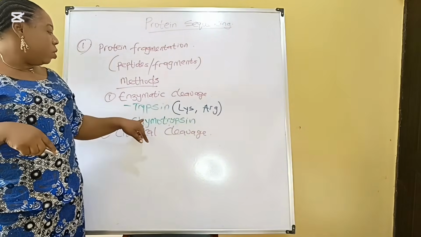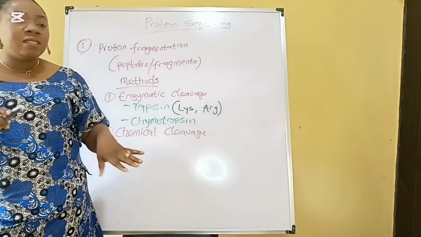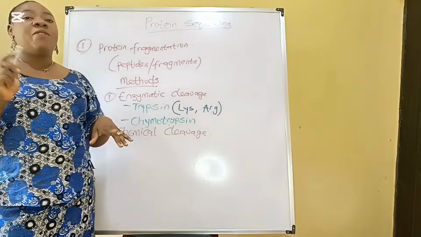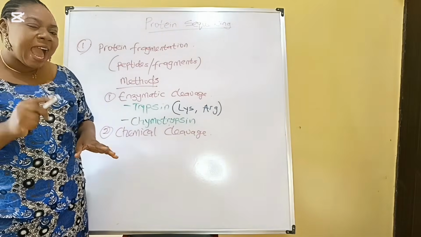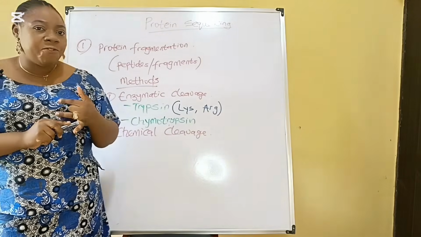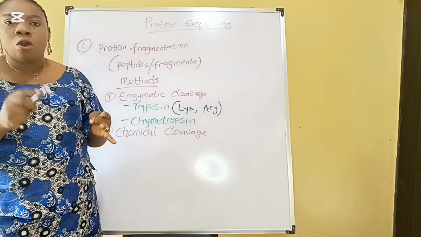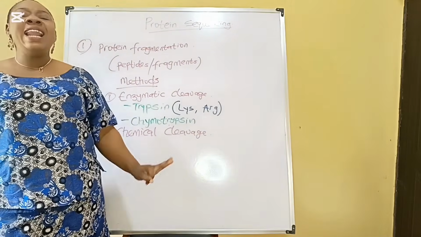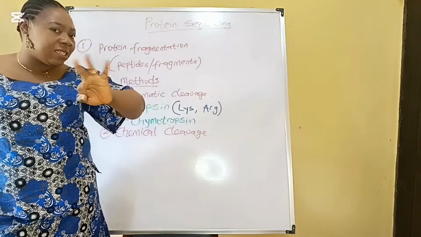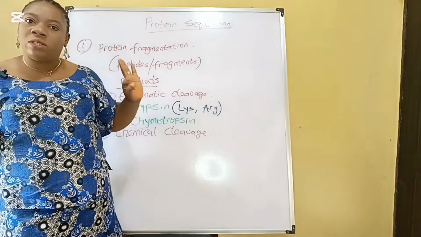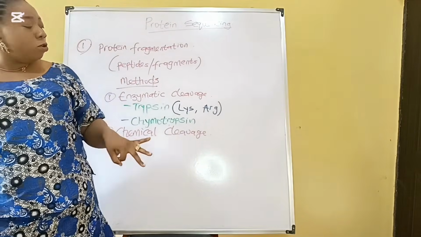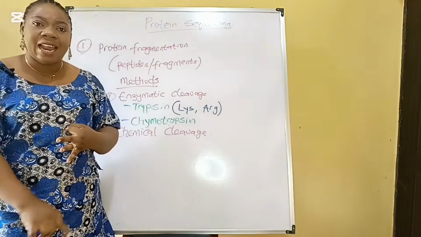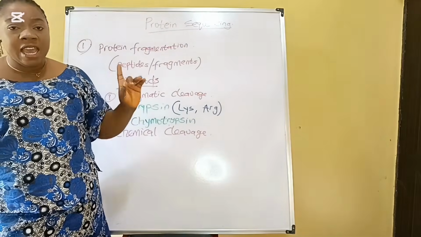The second enzyme is chymotrypsin. If chymotrypsin will help us to cleave our protein to give us peptides and fragments, it will only cut at the amino acids: one, phenylalanine, two, tyrosine, three, tryptophan. So anything outside those three amino acids, chymotrypsin will not cleave your protein. If you have a very large protein and you introduce chymotrypsin and there is no tryptophan, no tyrosine, no phenylalanine, this enzyme will not cleave your protein.